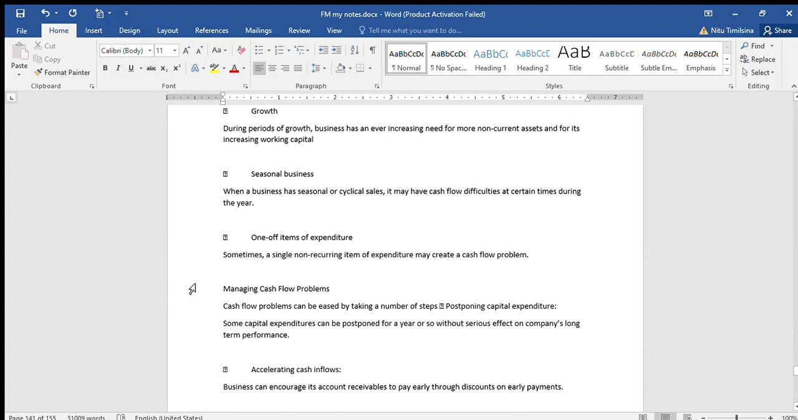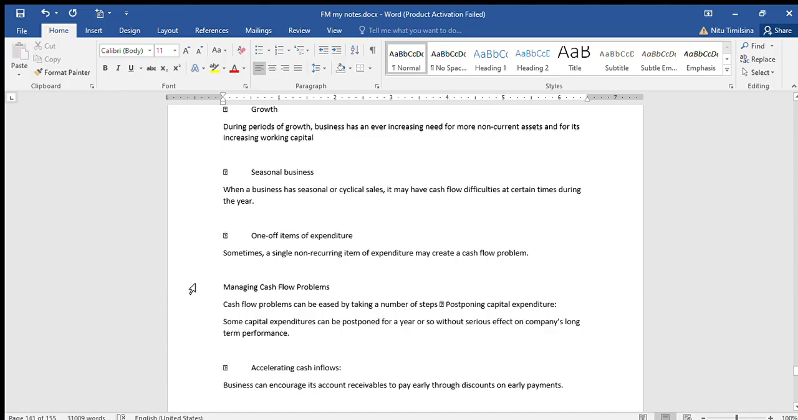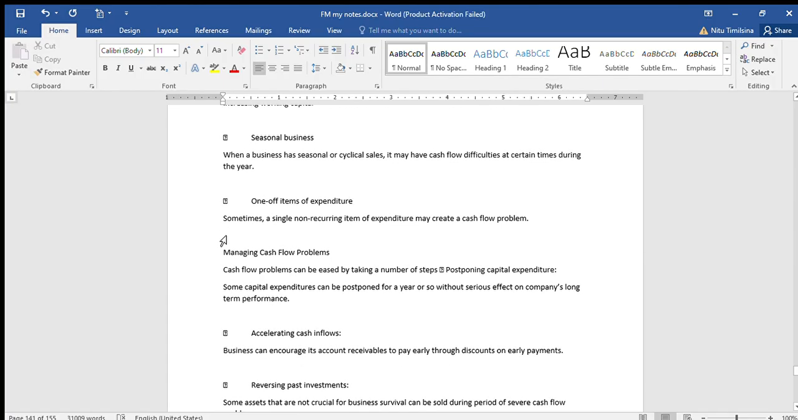Growth. During periods of growth, businesses have an increasing demand, an increasing need for more non-current assets and for increasing working capital. Seasonal business. When a business has seasonal or cyclical sales, it may have cash flow difficulties at certain times during the year. One-off item of expenditure. Sometimes a single non-recurring item of expenditure can create a cash flow problem.